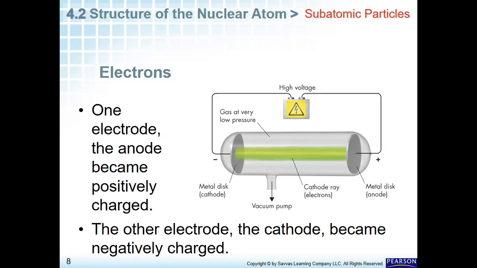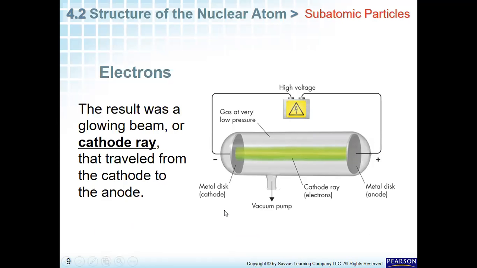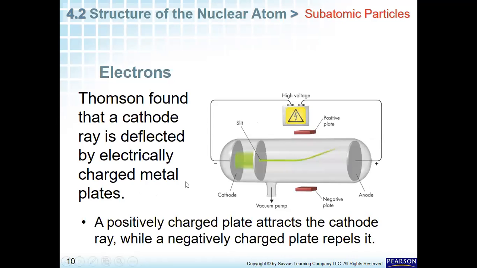Notice that when he connected the battery to the electrodes, with the low pressure gas inside, a beam of electrons started to move there, and the beam is called the cathode ray. The ray starts from the negative cathode to the positive anode. And that means that there is something attracting this ray to go from there to there.